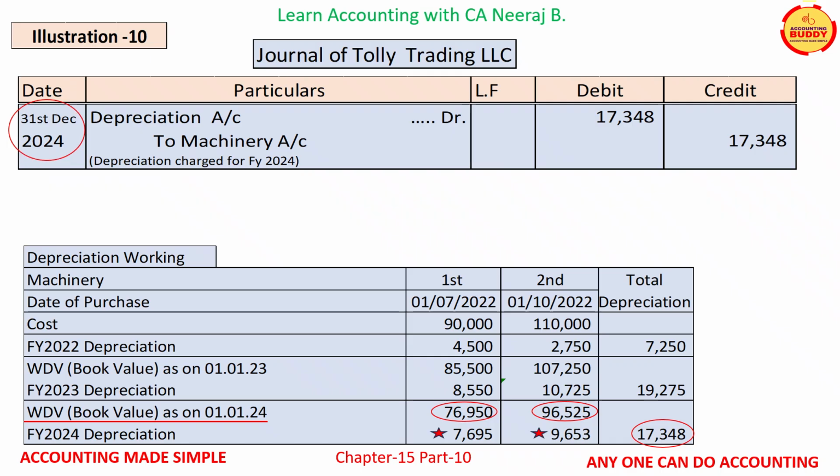On 31st December 2024, the depreciation entry will be passed by debiting the depreciation account and crediting the machinery account for $17,348 by writing the proper narration.